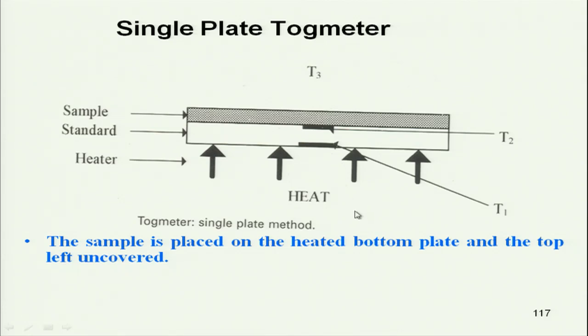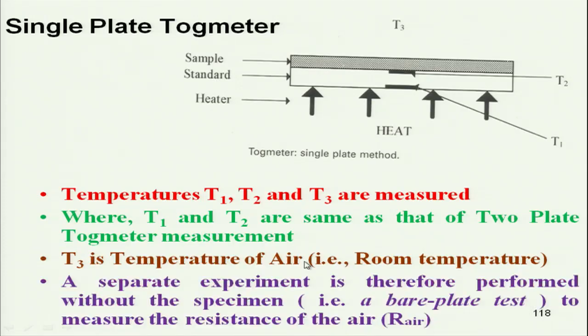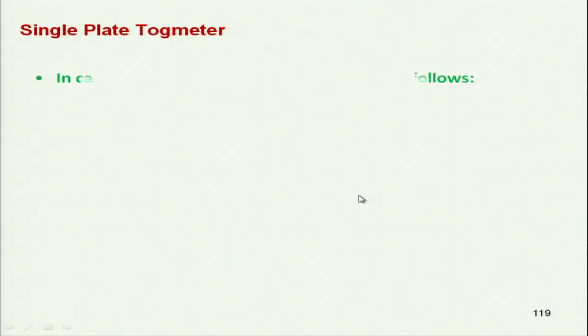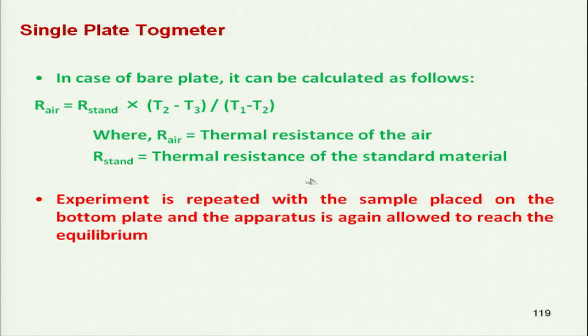Here the problem is that air temperature is also included, air insulation is also included here. So, for that we have to carry out one additional testing, that is called bare plate testing, and this is the technique. So, T3 is the temperature of the air.